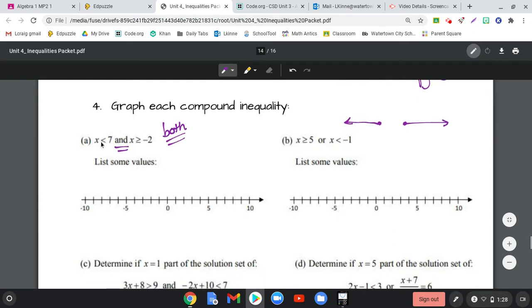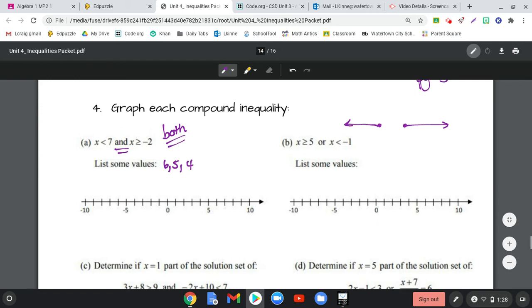All right, so x is less than 7. So think about some numbers that could be less than 7. 6, 5, 4, and so on. For the second part, x is greater than or equal to -2. Well, it could be -2. It could be -1. It could be 0. It could be 4. It could be 5. All right, so basically, we're going to focus on that.